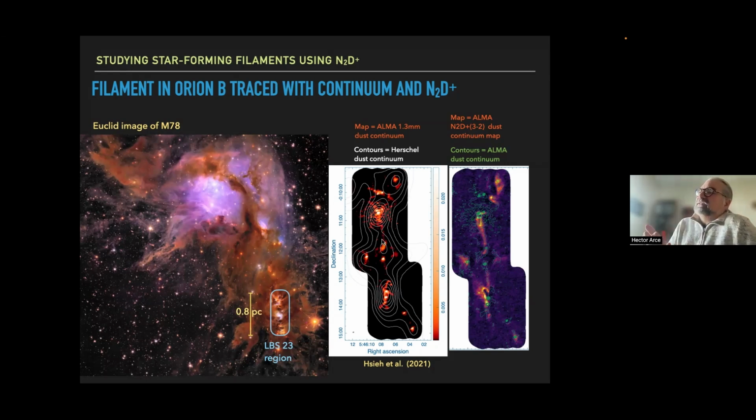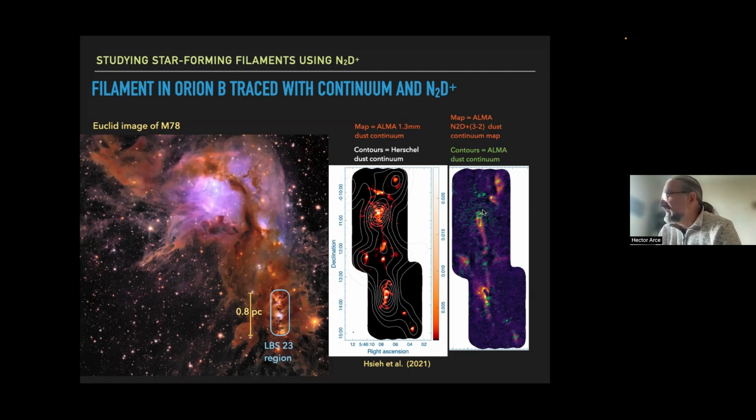Again, the dust doesn't give you any information on the kinematics, so we need to use a gas tracer in order to study the velocity structure of the gas. And in this case, we'll be using N2D+, the 3 to 2 transition, which emits at 231 gigahertz or so, easily observable with ALMA in band 6. And here it is shown in the orange-purple map, and the green contours are the dust continuum.